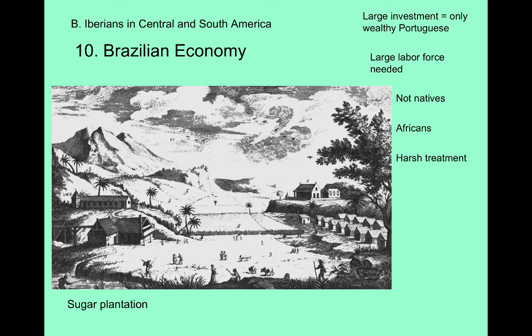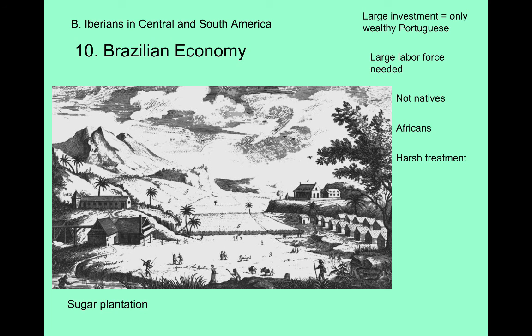Harsh treatment. We are going to see a trend as we go through the rest of our notes: the more money you can make on a plantation, the more slaves you tend to go through. The Portuguese and the Spanish in the Caribbean are making so much money off of the sugar that there are tremendous profits to be made, and so they can afford to bring in a lot of slaves and work them basically to death in some plantations. And they can afford to do this because they're making such profit.